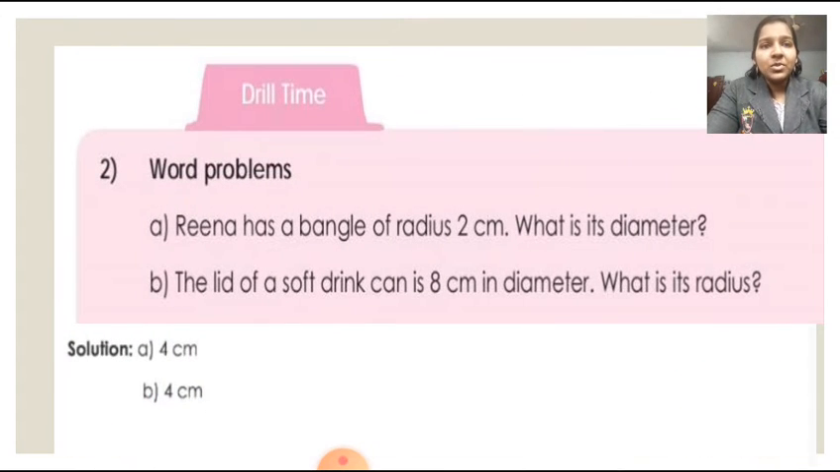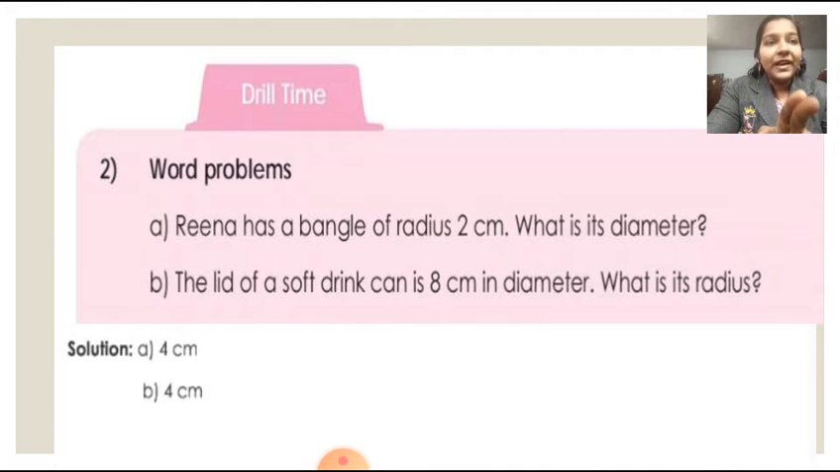Now the next question, word problems. Reena has a bangle of radius 2 centimeter. What is its diameter? So children, here the radius is given and you have to find out the diameter. Okay. So what is the radius? 2 centimeter. That is given, isn't it?